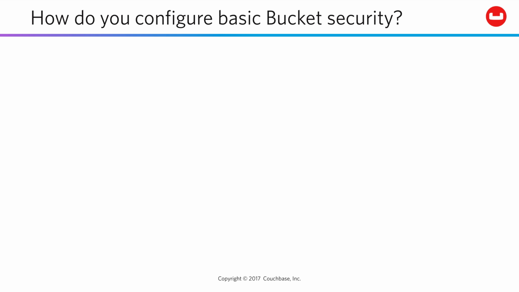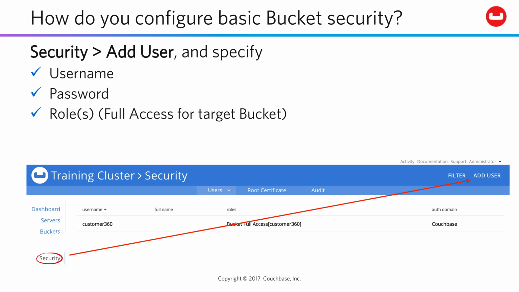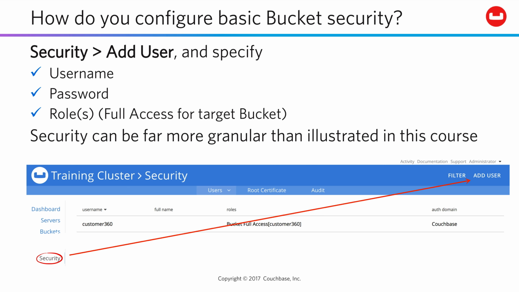The basics of setting up a user for security purposes are straightforward. On the security screen, add a user and assign a username, password, and then one or more security roles. Now in this course, we take a very simple approach and create a bucket-specific user account, which has full access to the bucket. More granular, network-integrated approaches are possible, but they're beyond the scope of this course.